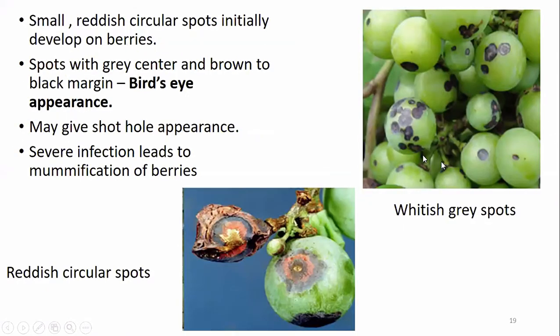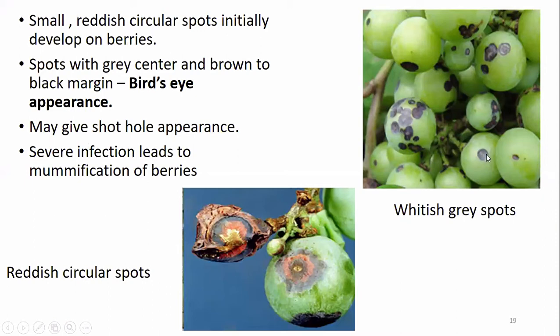In fruit, small reddish circular spots initially develop, then the spots get a gray center and a brown to black margin. The gray center with black margin looks like a bird's eye, so it is called bird's eye spot. Severe infection leads to mummification of the berries. The berries become dry and shriveled. And here you see the whitish gray spots.